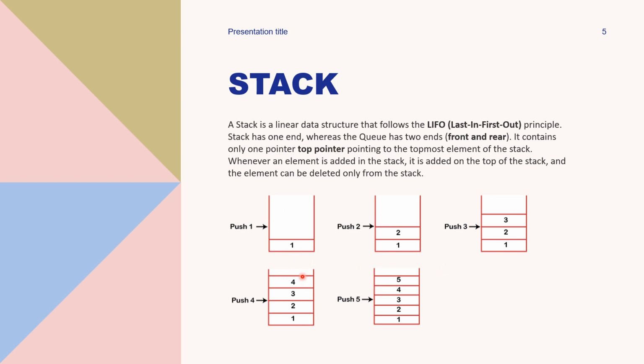Okay, one is already there, right? So two is inserted above one, three is inserted above two, and at last five is inserted above four. So if I want to remove the elements, first I need to remove 5 from the stack because it's the principle of the stack, that is last in first out. As 5 is added last, it should be removed first.